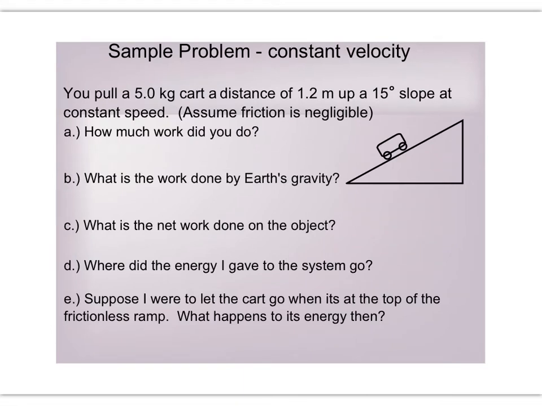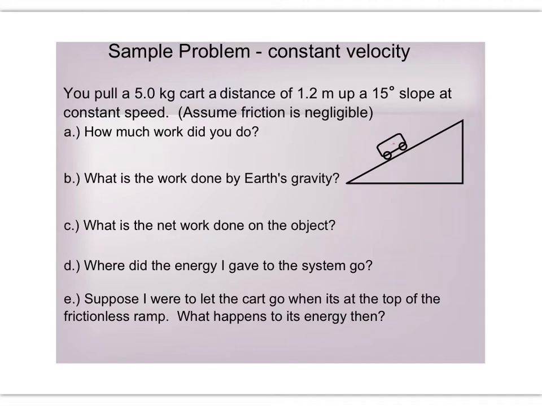So on the last example, we looked at the scenario where the object had net work done on it, and therefore it changed in velocity. This example we're going to look at is one where there's a constant velocity, so we know that there's no net work done on the object.